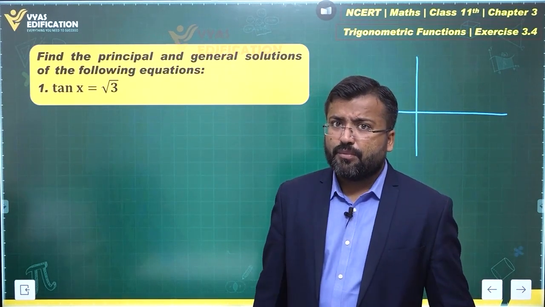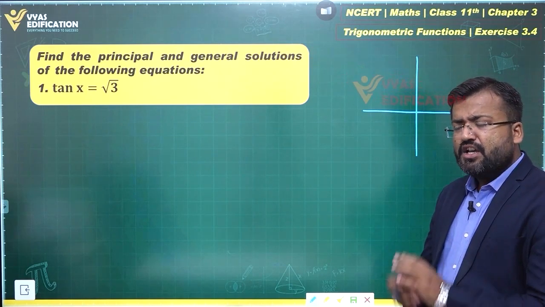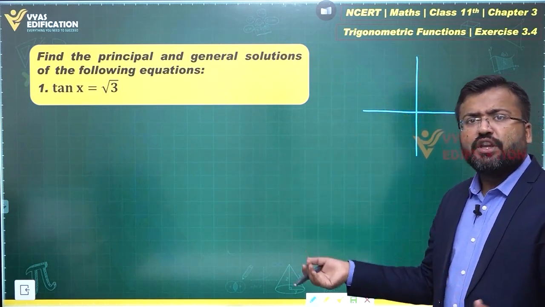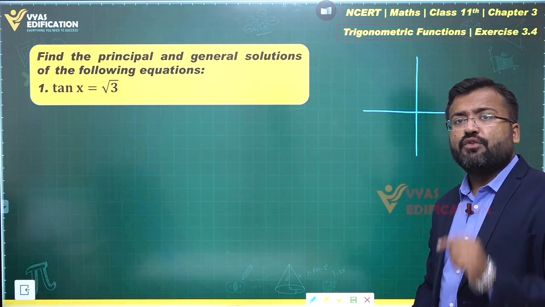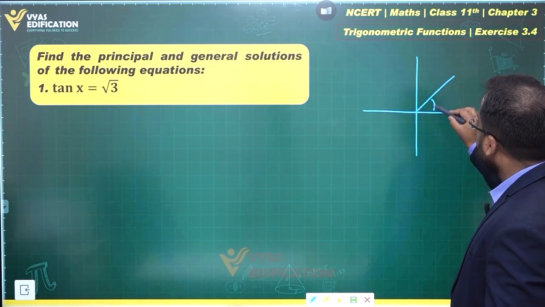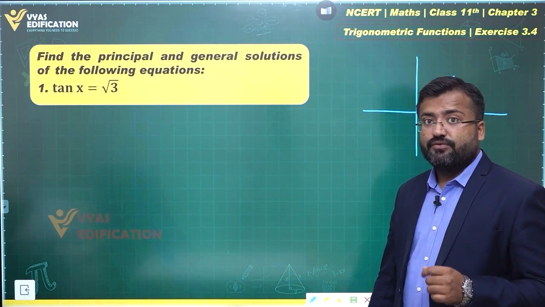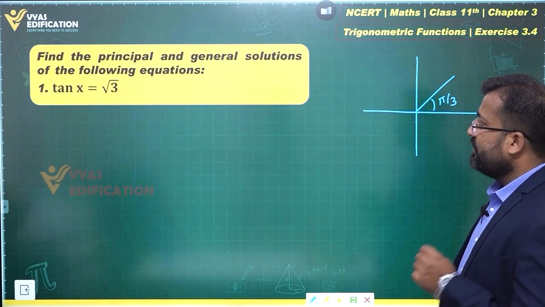But let me tell you one more approach. Tan x equals root 3. Imagine if there would have been root 3 or minus root 3, I would have thought about a very unique angle in the first quadrant only. That is this pi by 3. Tan x equals root 3 for x equals pi by 3, right? That's one of the angles.